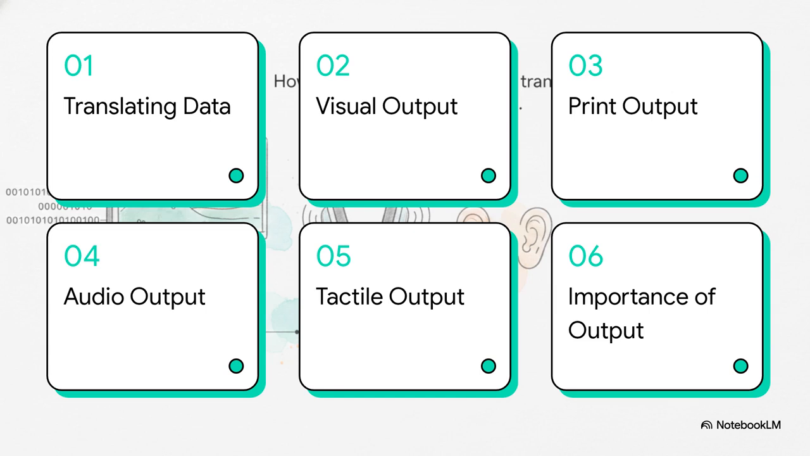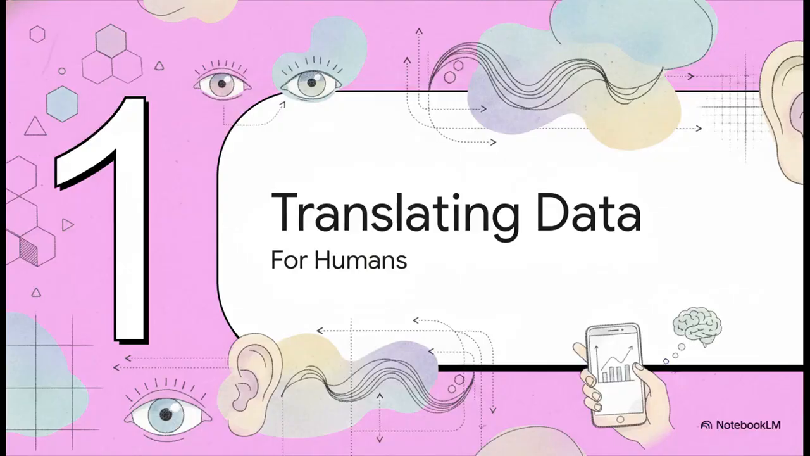Because without this hardware, we literally wouldn't even know what the computer had accomplished. So here's our quick roadmap for today. We'll start with translating data for humans, move through visual output, print output, audio output, tactile output, and finally wrap up with the broad importance of these output devices. Starting off with Section 1, translating data for humans.